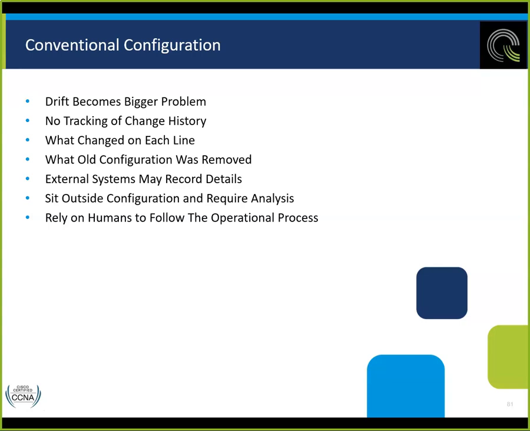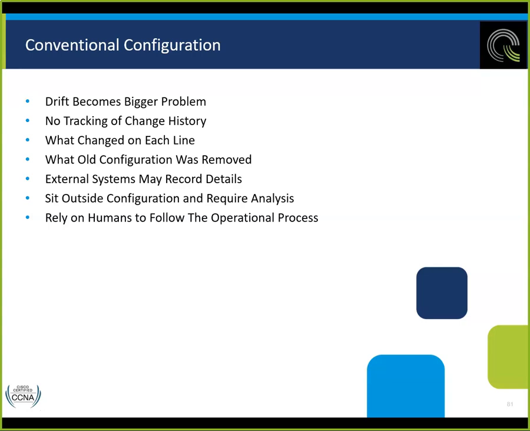What changed on each line? We don't know. I mean, Bob said that he made a change, what did he change? Alice said that she made a change. What did she change when they did this? And then what old configuration was removed? What came out? What went in? Don't really have a good record of that.